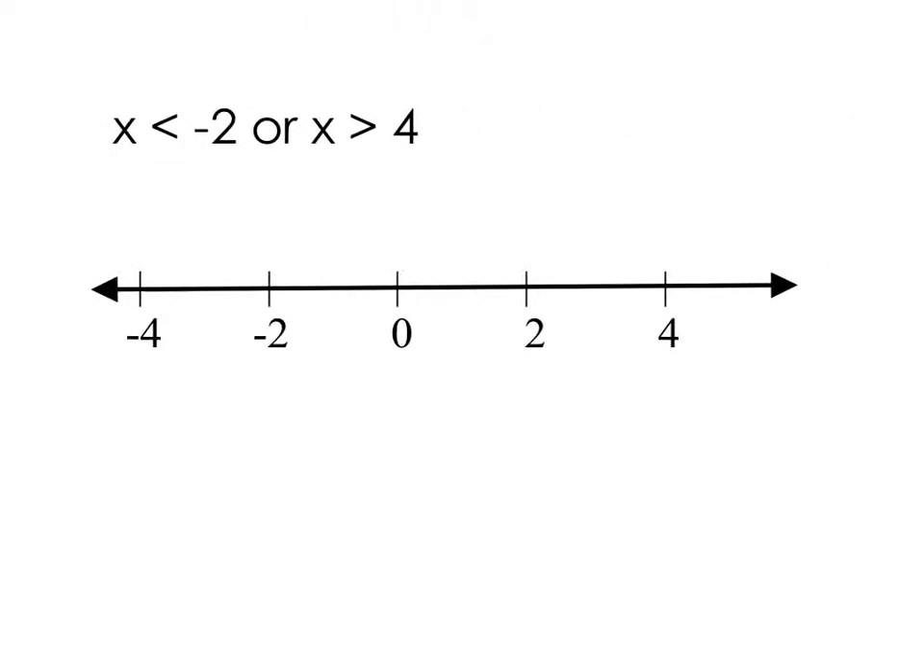Here we have or. What does or mean? Or is the union, one or the other or both is true. X is less than negative 2 is down this way, to the left. Or x is greater than 4 to the right. So where is the union? It's where one or the other or both is true. The union is represented by the numbers to the left of negative 2 and to the right of 4.